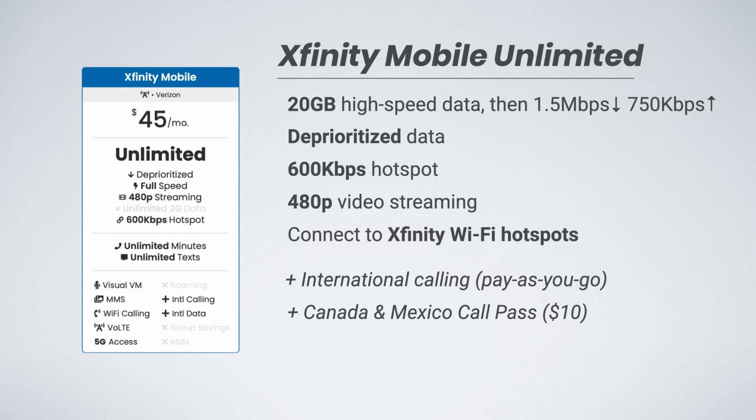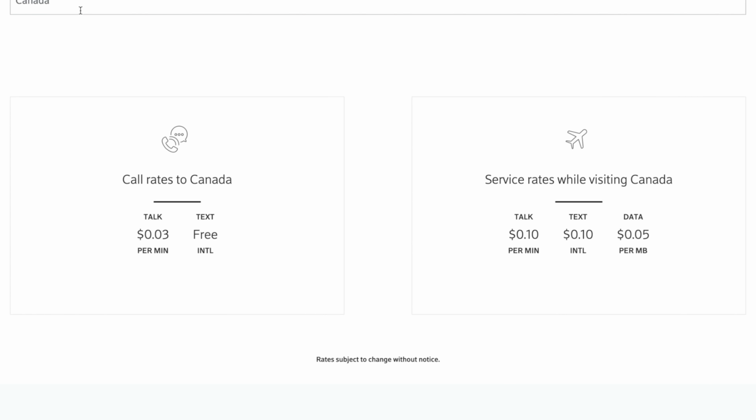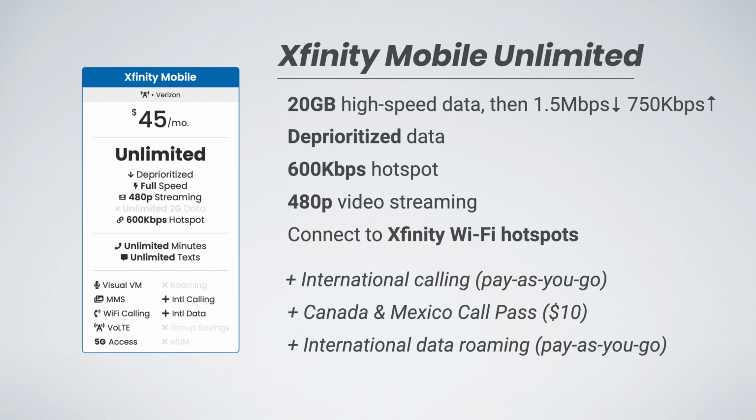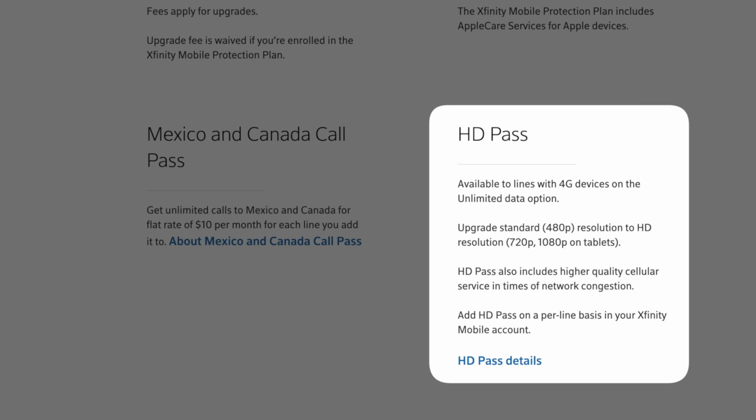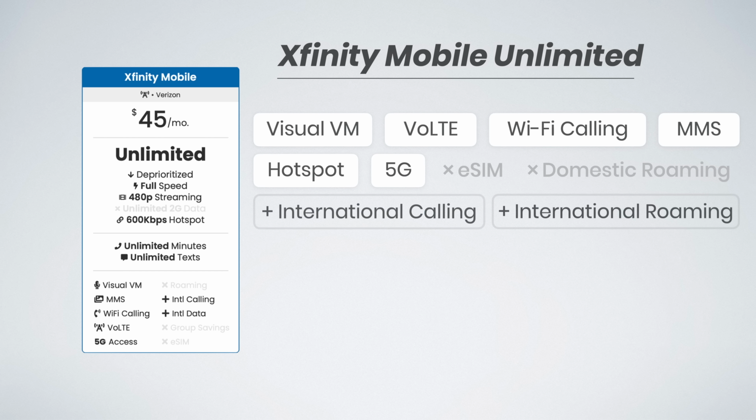Number 3 is you can enable international data roaming to get coverage when you travel abroad. This system also uses a pay-as-you-go model for minutes, texts, and megabytes of data. And number 4, you can purchase an HD pass for $20 that enables priority data and gives you up to 720p video streaming.